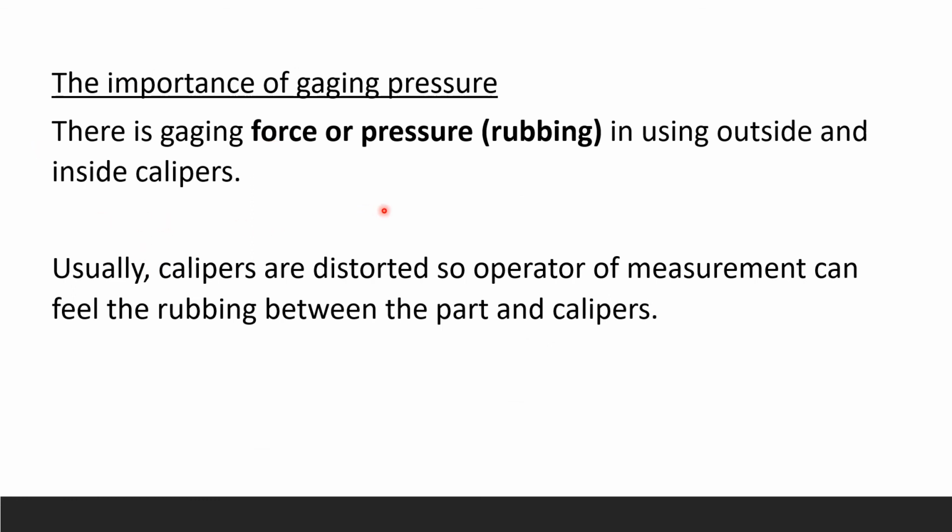So the importance of gauging pressure is that there is something called gauging force or pressure, not just from rubbing, in using outside and inside calipers. And usually calipers are distorted, so the operator of the measurement can feel that rubbing between the part and the calipers.